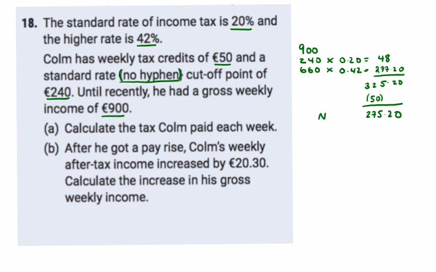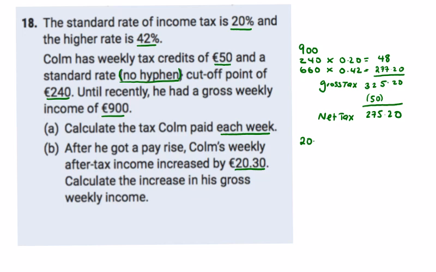So this is his net tax. This would be gross tax. And we're asked for tax paid each week. So now we have his net tax. He got a pay rise. His weekly after tax income increased by 20.30.